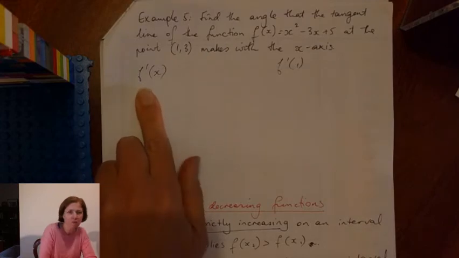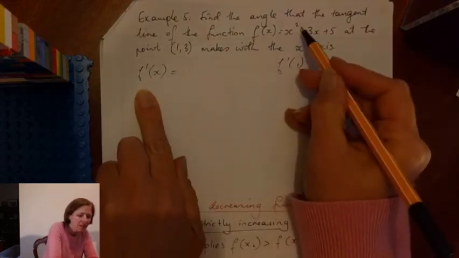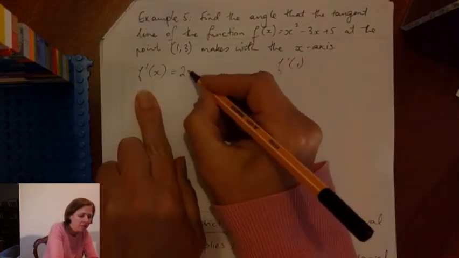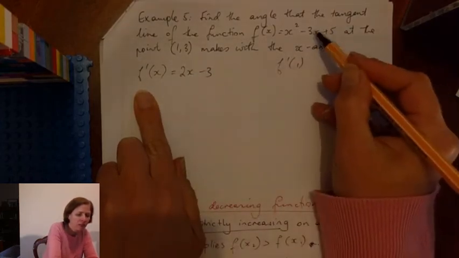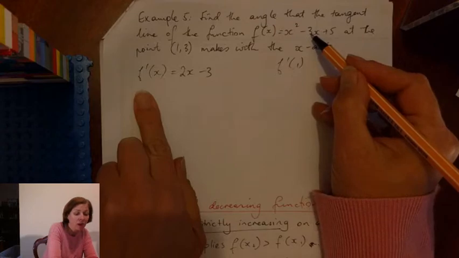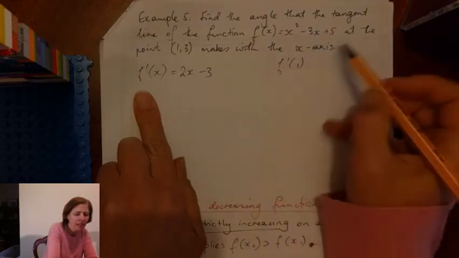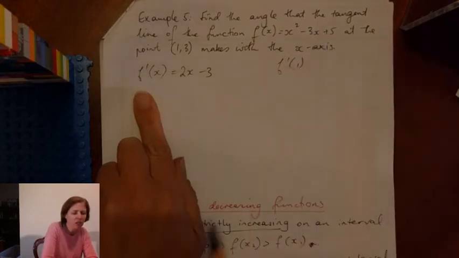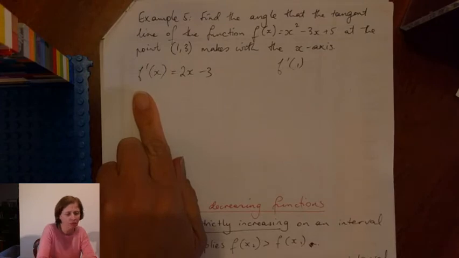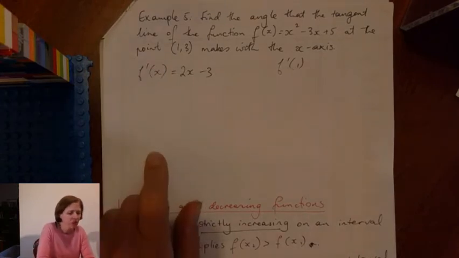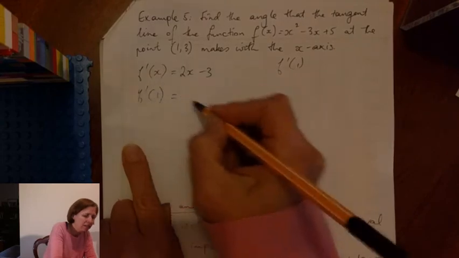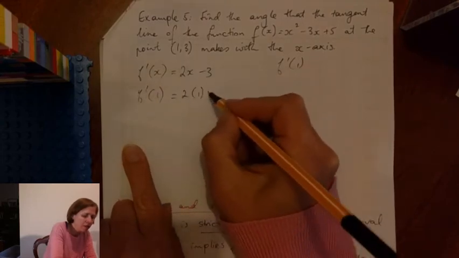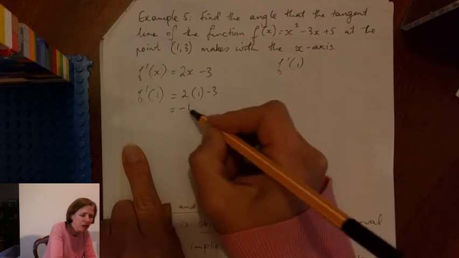So first I find f dash of x. That 2 becomes a constant out the front, 2x minus 3, because that 1 times that minus 3 becomes negative 3. This power will become 0. It'll be x to the power of 0, which is 1. So f dash of x equals 2x minus 3. F dash of 1 then is going to be 2 times 1 minus 3, which is negative 1.